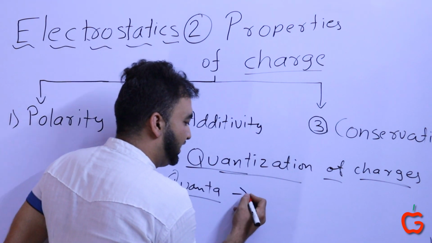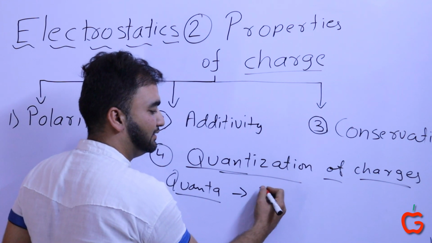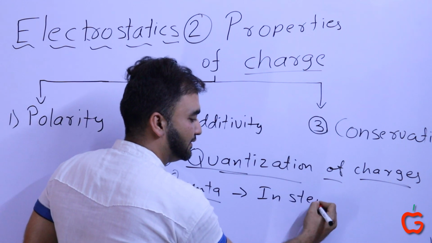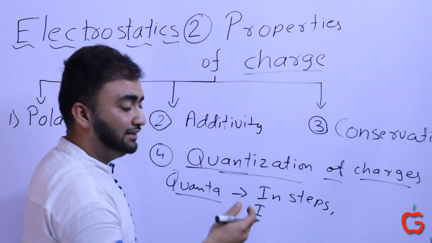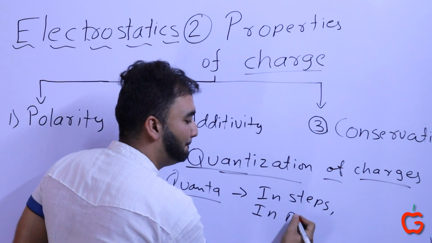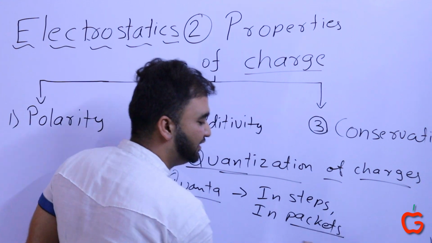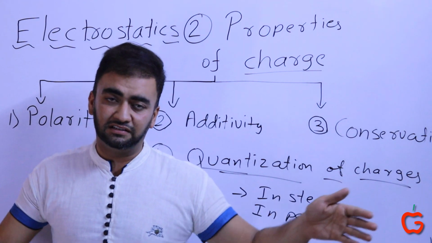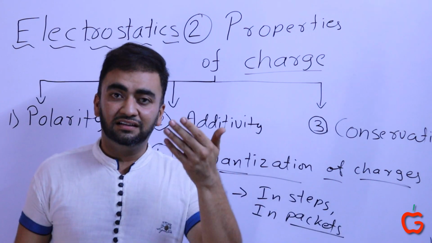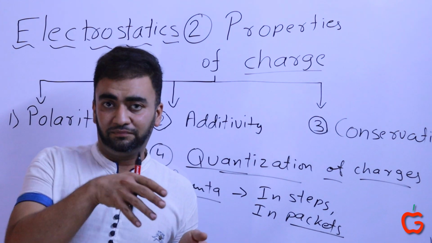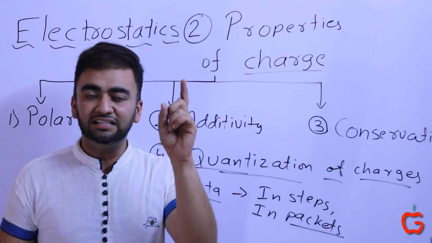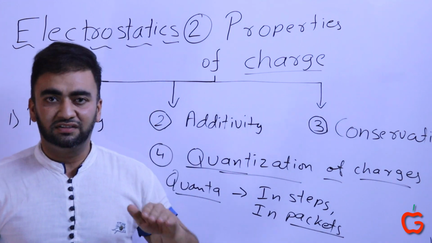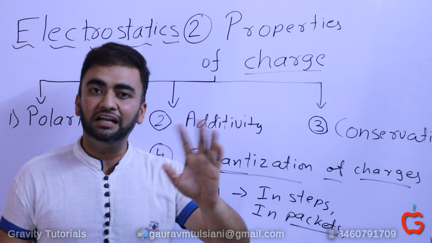The dictionary says that when something is in quantum, it means it is in steps, or to be exact, in packets. Personally, I don't prefer understanding quanta as packets, because packets is a bit misleading. A packet of biscuits contains a lot of biscuits, but a quanta does not have inner subdivisions. A quanta is one. So if something is in quanta, it is in steps. It is discrete. It is not continuous.